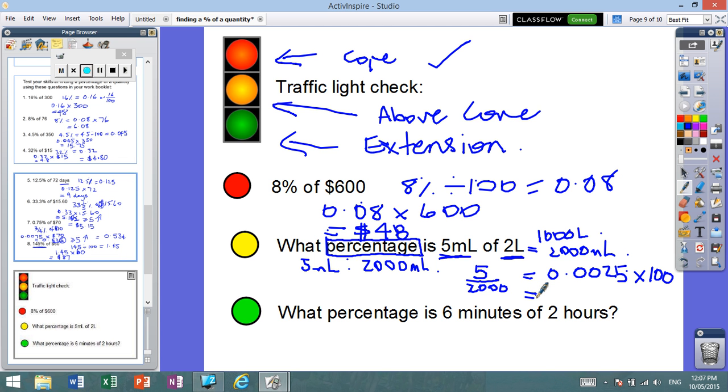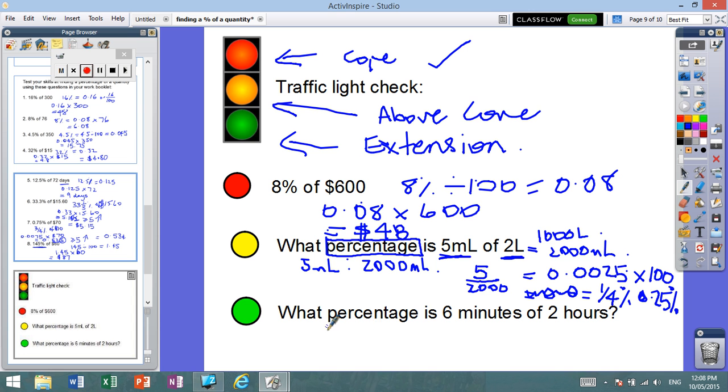And that ends up being 1/4%, okay, or 0.25%, when we times it by that. So it makes sense when we're looking at 5 mils compared to 2,000 mils. It makes sense that it's a really small percentage. So 1/4% is the final answer.